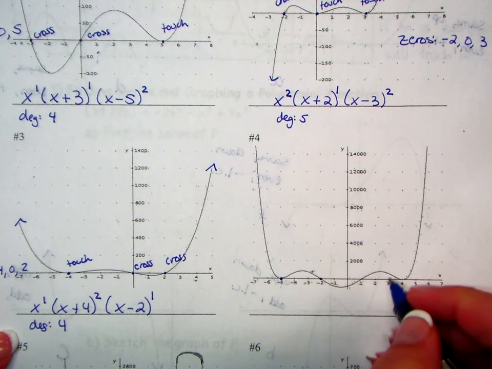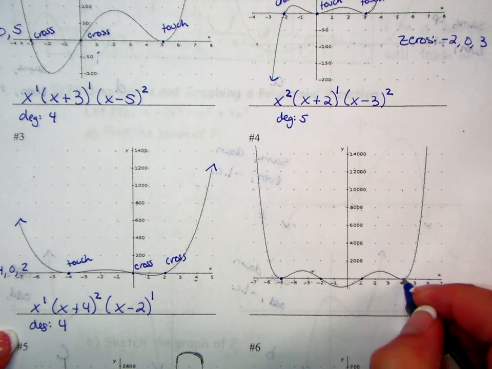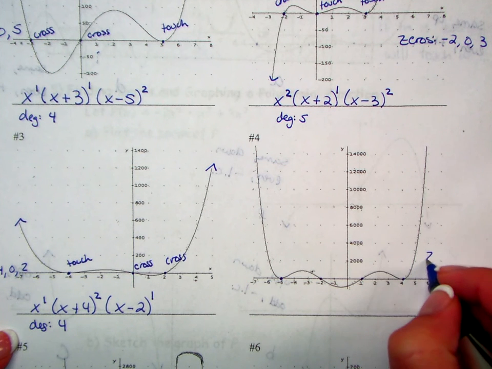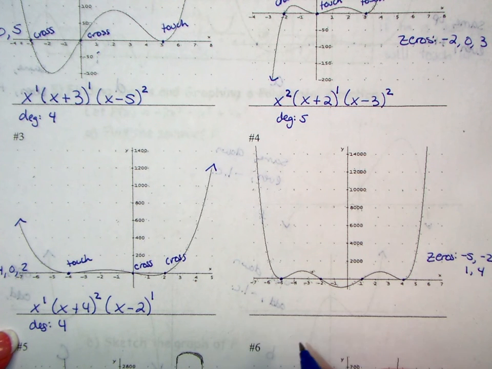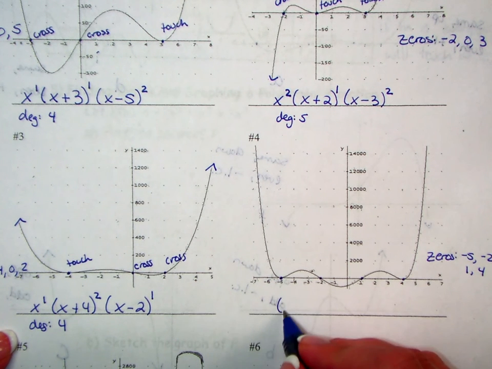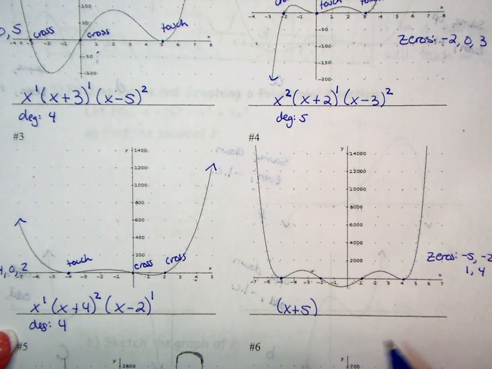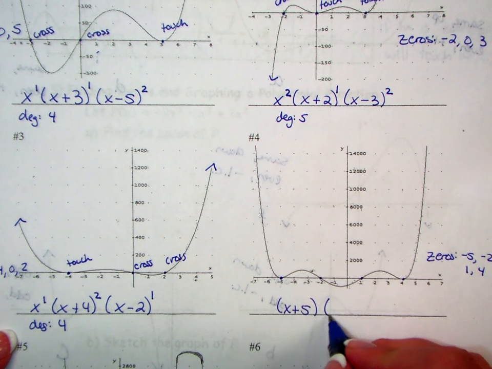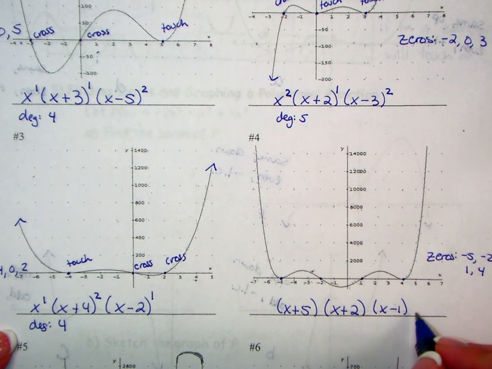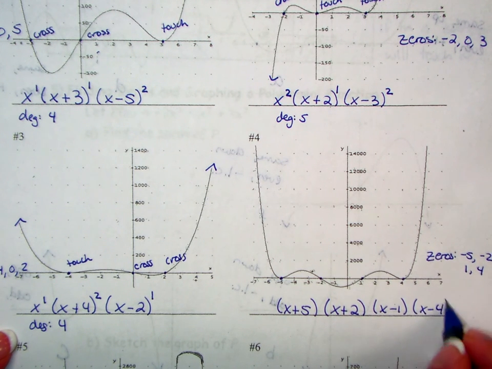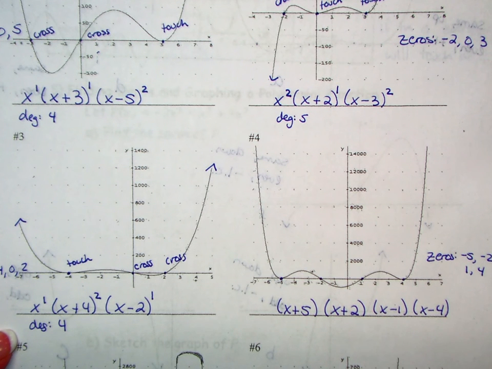X-intercepts: -5, -2, 1, and 4. So I have zeros -5, -2, 1, and 4. So if -5 is a 0, x plus 5 is the factor. -2 is a 0, x plus 2 is the factor. 1 is a 0, x minus 1 is the factor. 4 is a 0, x minus 4 is the factor.